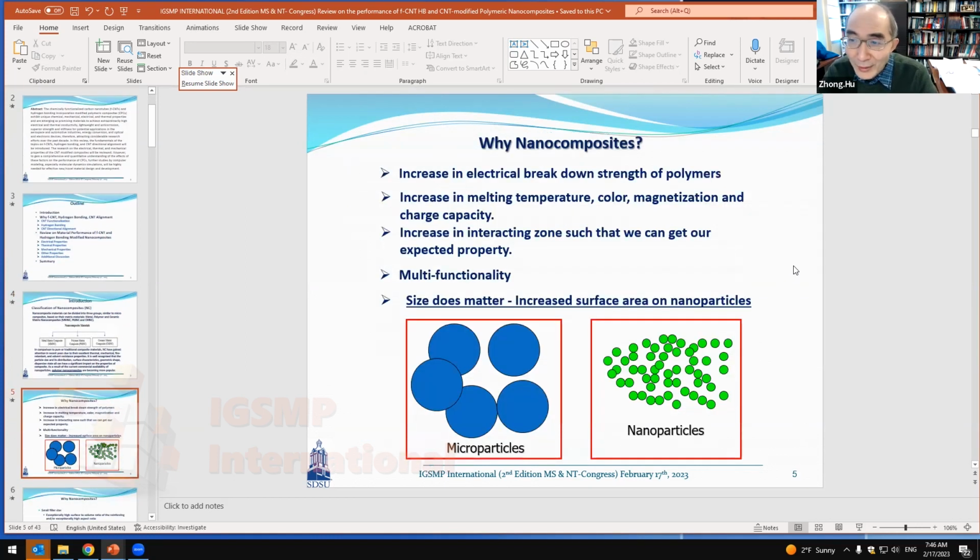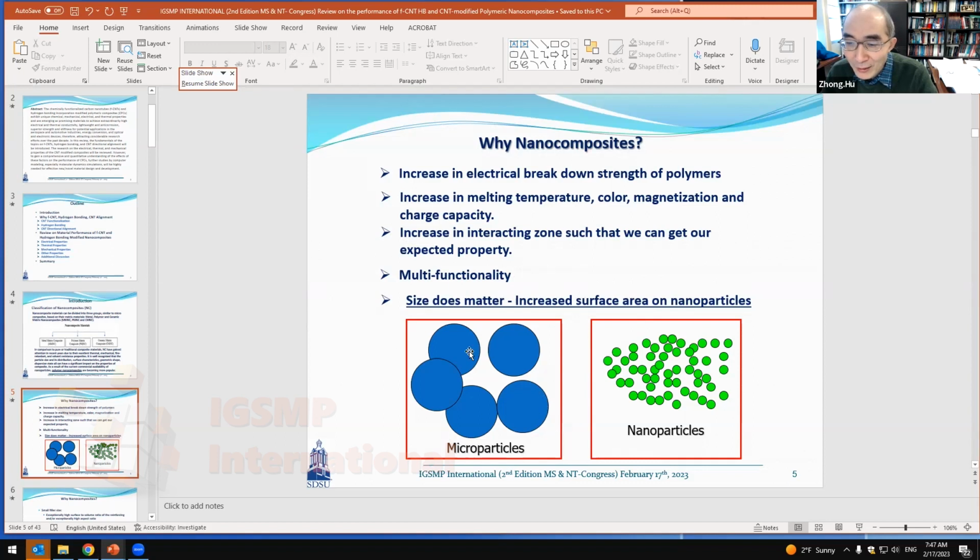There's a question why we need a nanocomposite, because we already have regular composite material. The difference is when we use a nano reinforcement, there are several advantages for the nanocomposite. For example, increased electric breakdown strength for the polymer, an increase in the melting temperature, and some other capabilities, and increased interaction surface with the matrix. And also we can make it multifunctional.